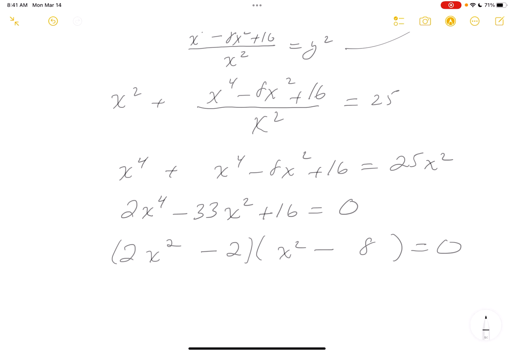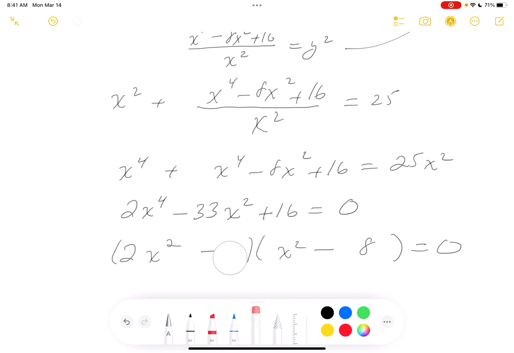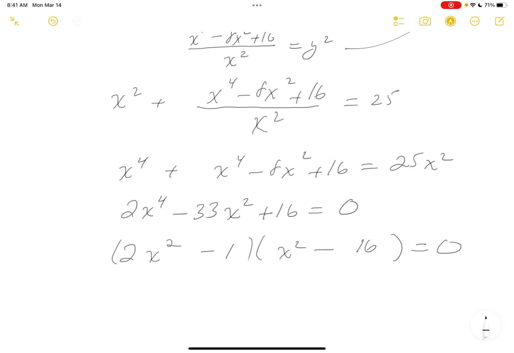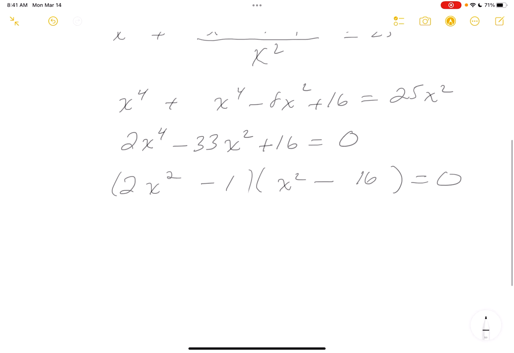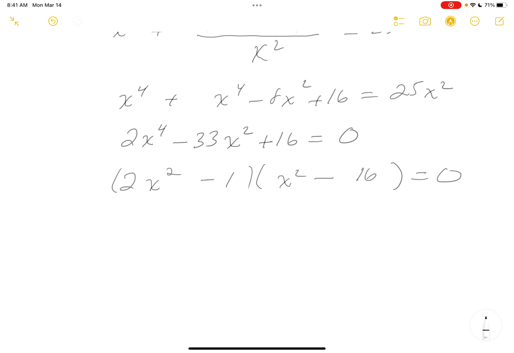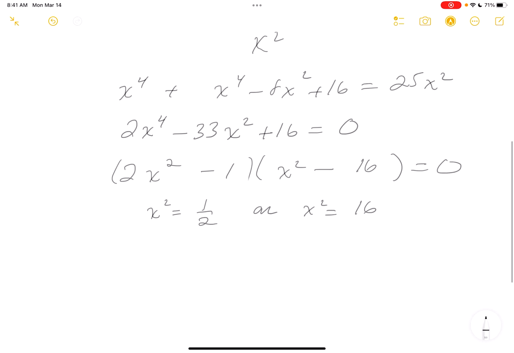Sorry about that. Let me get my eraser out. That wouldn't have worked anyway. Not thinking, I guess, 16 and 1. Let me write that down for you. And does that work? Well, you get 2x to the 4th, certainly. Minus 32 minus 1 is minus 33, and you do get plus 16. Works beautifully. So I'm going to write the zero product rule. So x squared would have to be equal to 1/2, or x squared would have to equal 16 for that to be 0 in both cases.